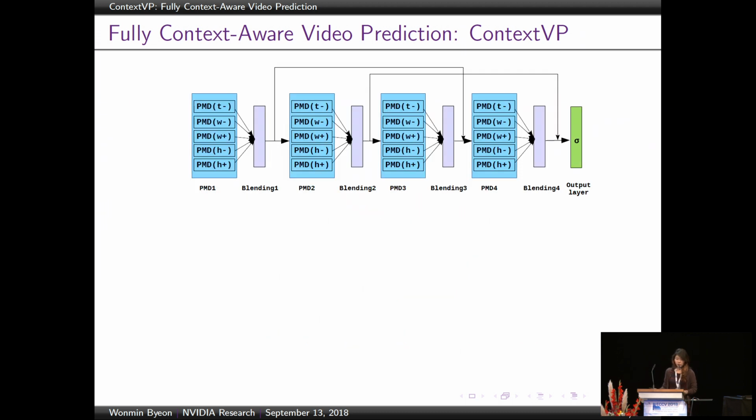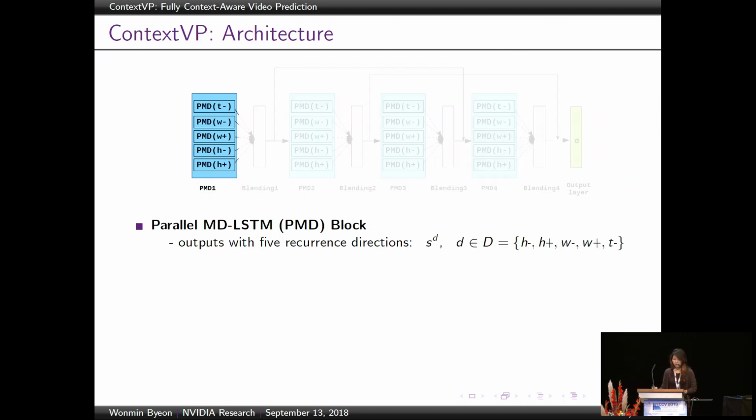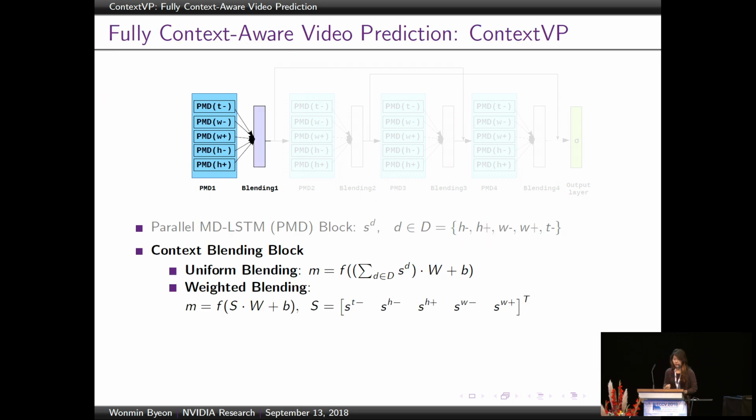So this is our architecture. I will explain one by one. The first is the parallel MD-LSTM blocks I already explained before. It has 5 PMD blocks with the full 5 recurrent directions. And then the outputs of all directions are combined in context blending blocks.